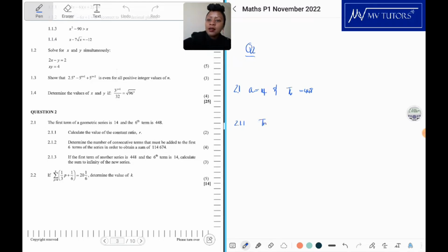Okay, so there's our formula and we're just going to substitute what we know and see what we get. So looking at T6, I'm going to get 448 for T6. Our first value is 14. R is what we're looking for. N is equal to 6 minus 1. So if we say 448 divided by 14 is equal to R to the power 5, and if we root to the 5 both sides, what answer are we going to get?